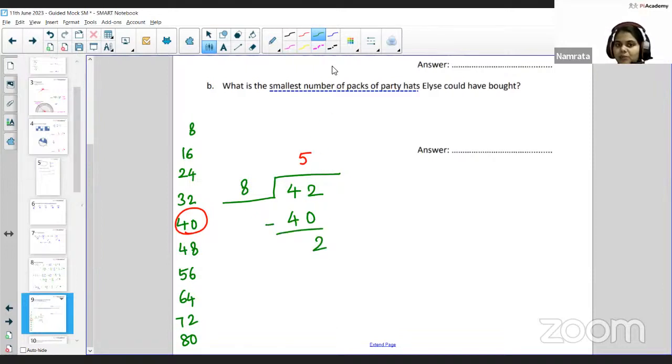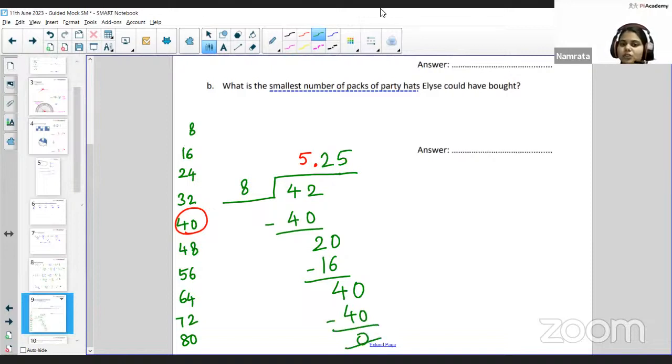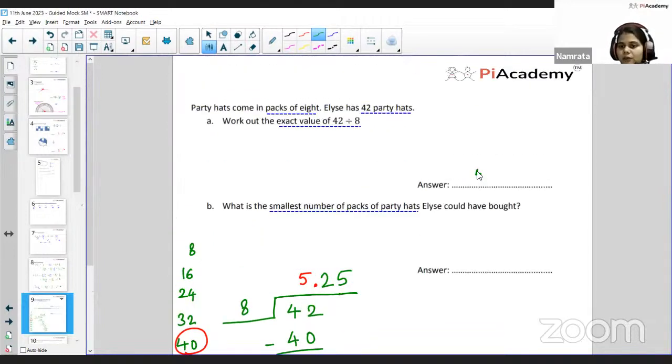Now we'll put up a decimal point. So since we have put up a decimal point, we have the freedom of adding 1 0. So that makes it 8 times 2 is 16, which gives us the remainder to be 4. Since we have already put up a decimal point, we can add 1 0 here. So that is 8 times 5 again, which will give you 40. So the answer here is going to be 5.25. I hope that's clear. I'll write it down.